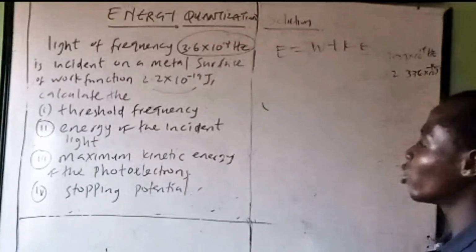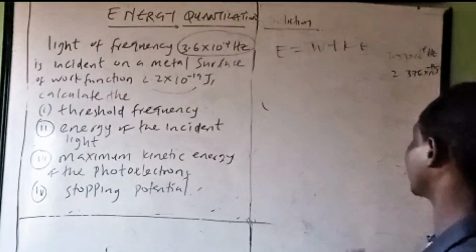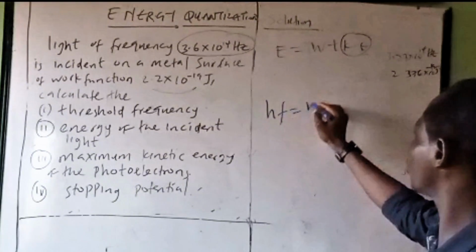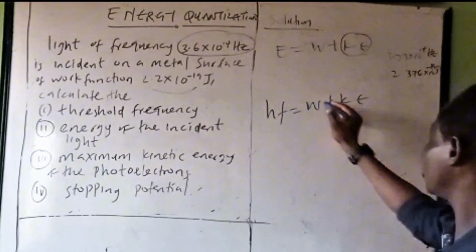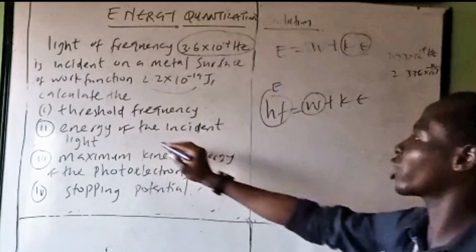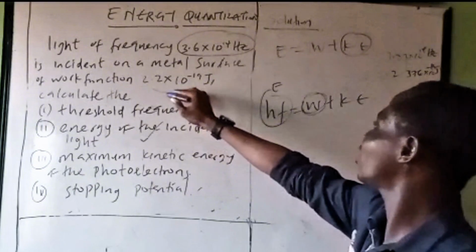the next one is the maximum kinetic energy of the photoelectron. And maximum kinetic energy is referred to as this Ke. Now from hf is equal to W plus Ke, this W is referred to as the work function, and we have known E already. That is, we've calculated E from question number 2. The work function has been given initially in the question.